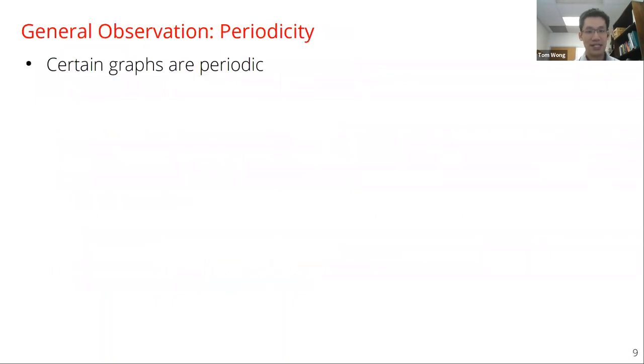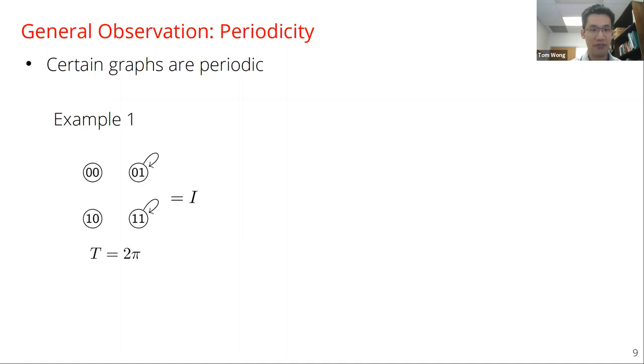So one of the nice things about continuous time quantum walks is that on many graphs, the evolution is periodic. Let me give you a few examples. If you evolve on this graph, where you have a couple of self loops on these two vertices, for time 2π, nothing actually happens. This is equivalent to the identity gate. So if you see a graph like this, you can always take the evolution time to be modulo 2π, because if you evolve for time 2π, it doesn't do anything.